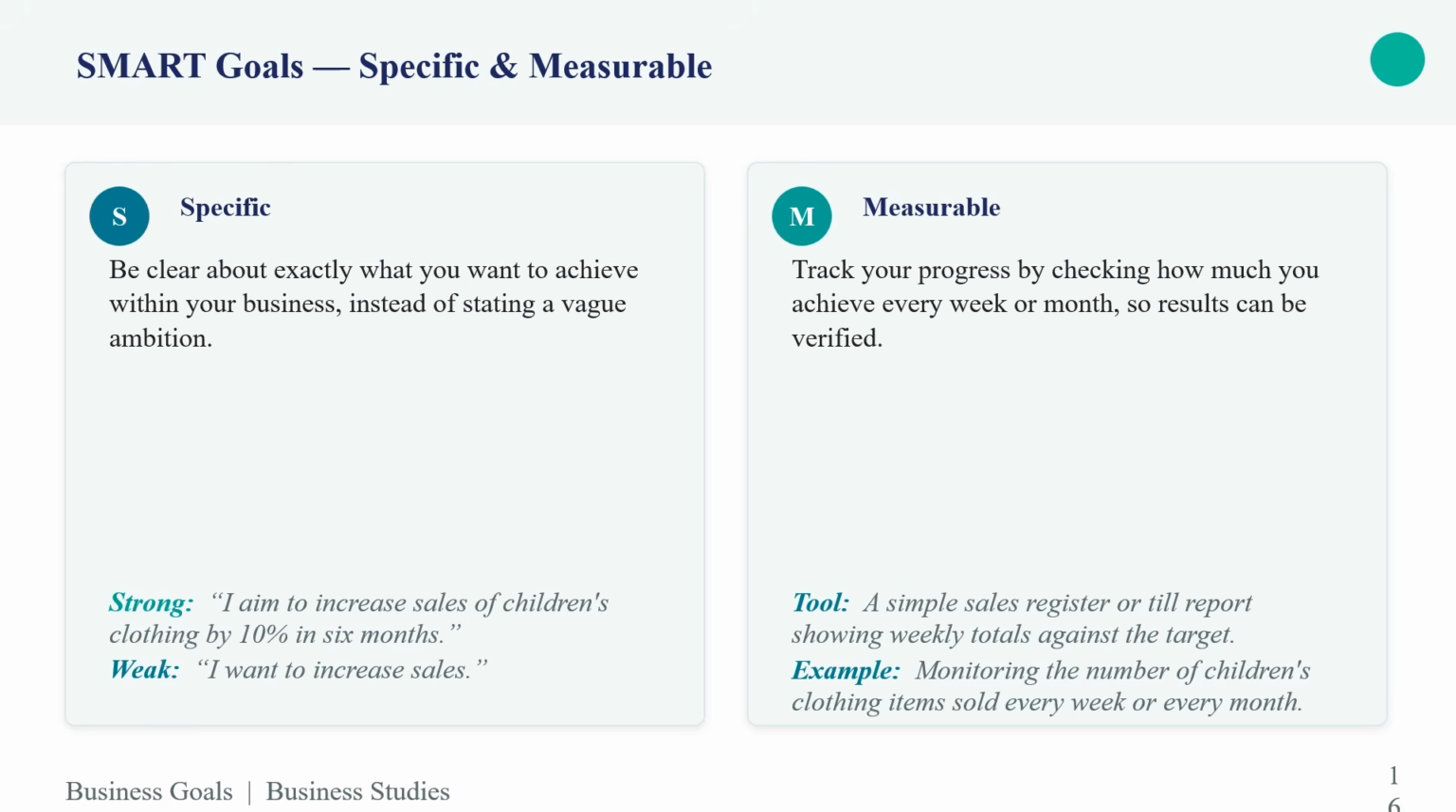Measurable. Track your progress by checking how much you achieve every week or month so results can be verified. So measurable. Okay. A good tool is a simple sales register or till report showing weekly totals against the target. An example is monitoring the number of children's clothing items sold every week or every month.